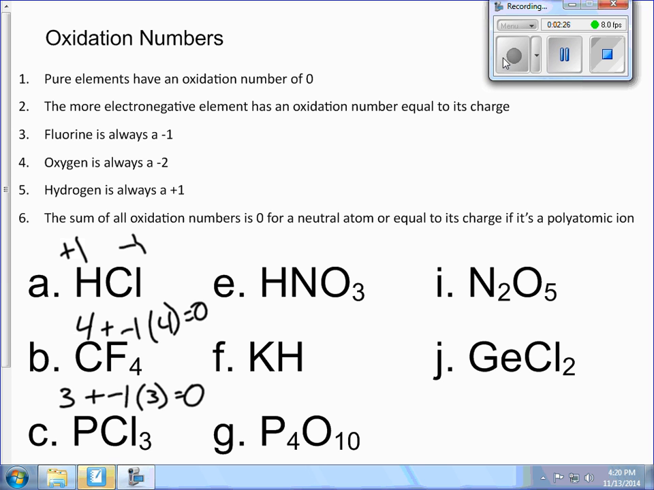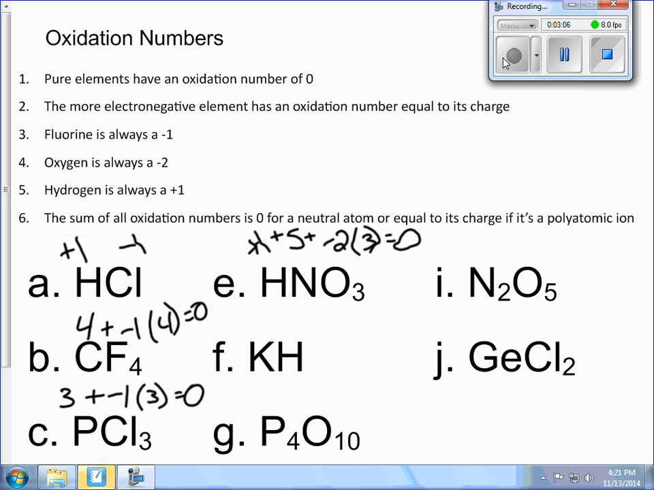Right, letter E, now we have 3 elements. We'll follow our same rules. Hydrogen, always a +1. Oxygen is always a -2. We have 3 of them. And this whole thing needs to equal 0. So with oxygen, we get a total of -6. Hydrogen is a +1, so right now our total is -5. So to make -5 equal 0, we need to add a +5.